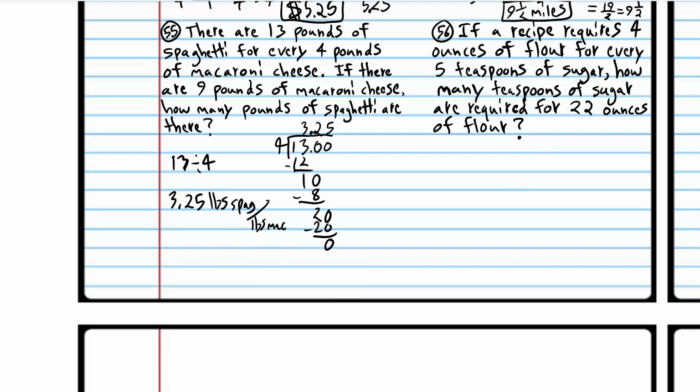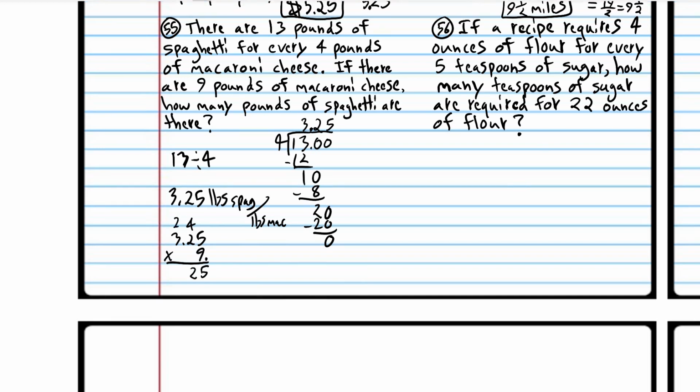So we're going to take 3.25 and we're going to multiply it by 9. We're multiplying decimals, so we don't have to line up the decimals. 9 times 5 is 45. 9 times 2 is 18. 18 plus 4 is 22. Carry the 2. 9 times 3 is 27. Plus 2 is 29. There's 2 digits to the right of the decimal in this number and no digits to the right of the decimal in this number. So that's a total of 2 digits to the right of the decimal. So we start here and we count over 2 digits, 1, 2, to get 29.25 pounds of spaghetti.